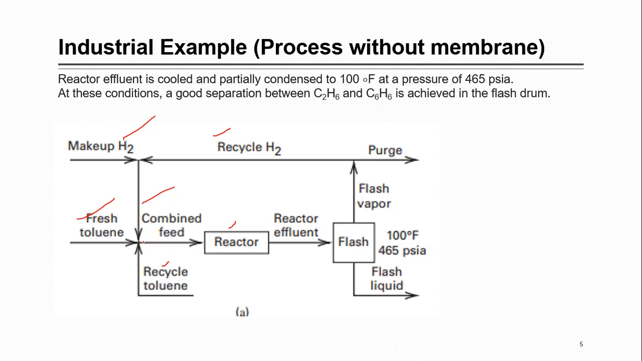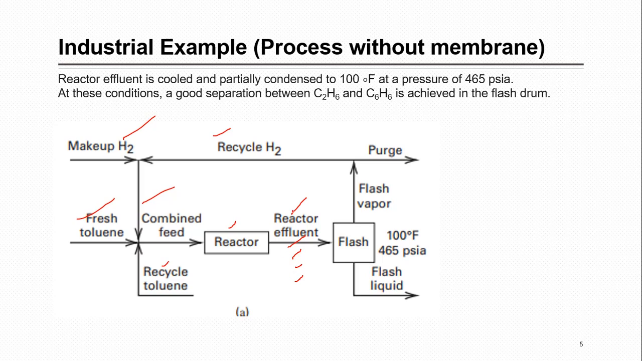So this stream, which is overall toluene and hydrogen with methane and ethane, goes to the reactor, and then in the reactor the reaction takes place. The reactor effluents, all that composition you have seen, come out of this reactor. These effluents are hydrogen, methane, ethane, toluene, benzene and xylene, and these will be present here.